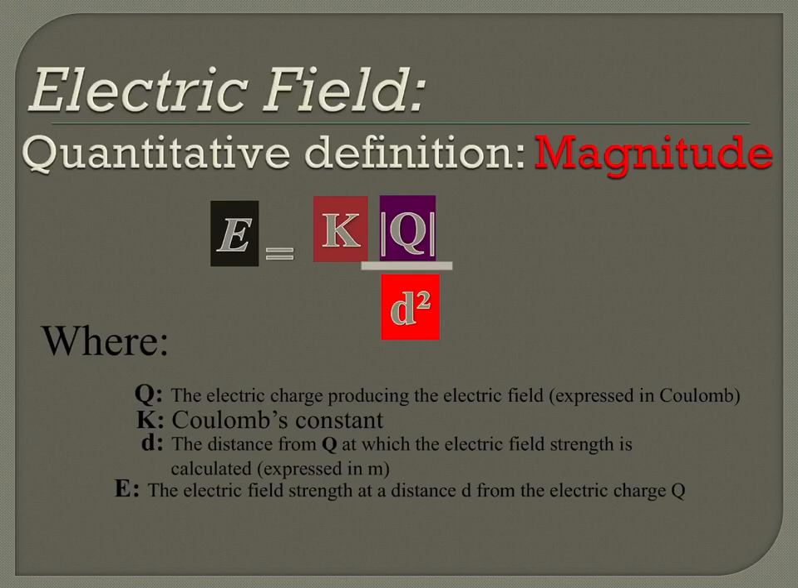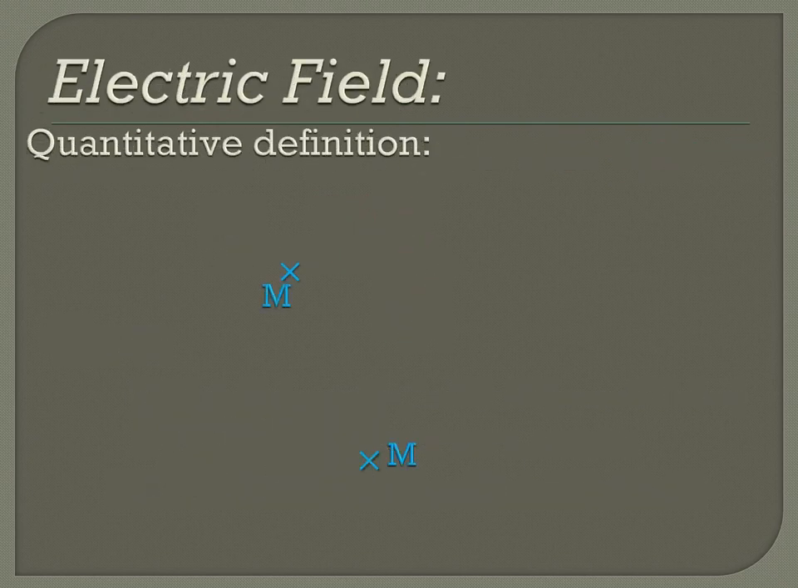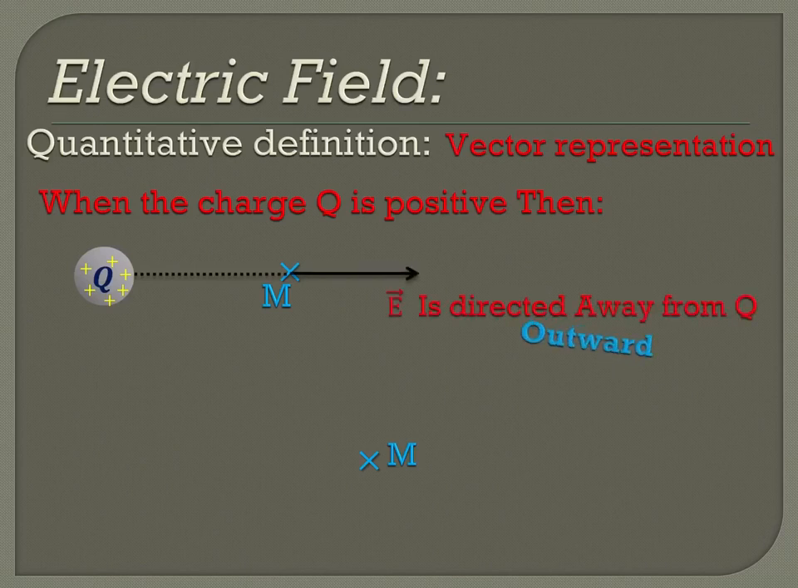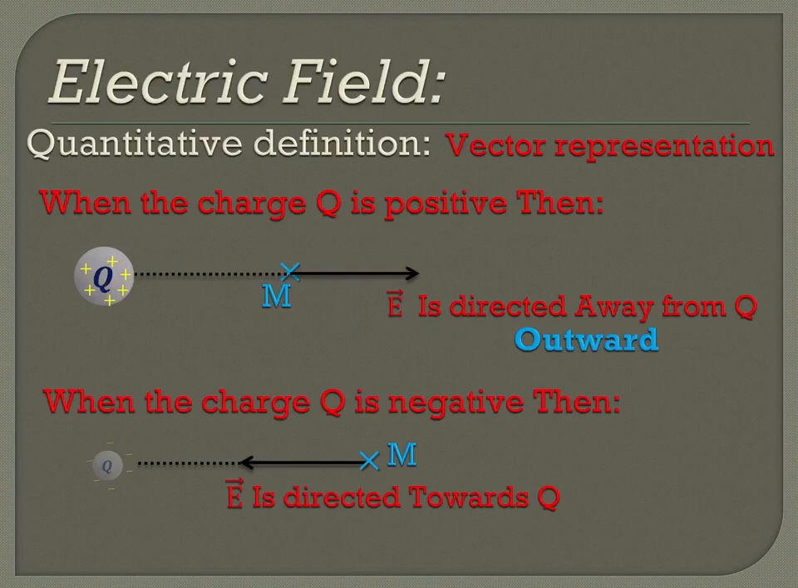Now let's move to the representation of the electric field vector. If the charge producing the electric field was positive, then in order to represent the electric field vector, we represent it away from this charge Q, or in other words, outward. And if the charge producing the electric field was negative, then the electric field vector is represented towards capital Q, or inward.